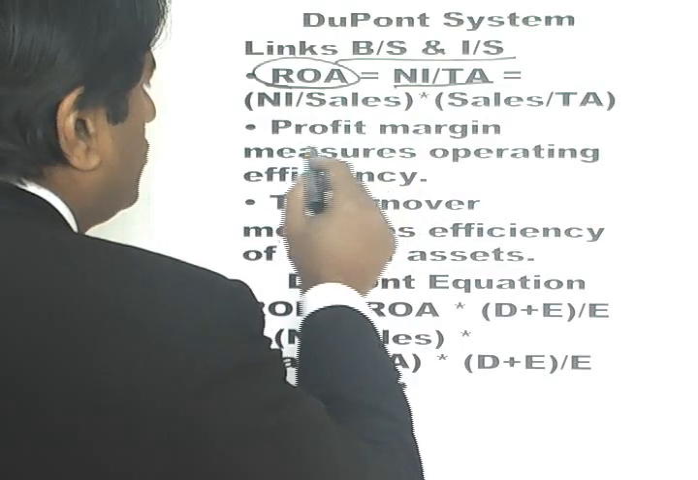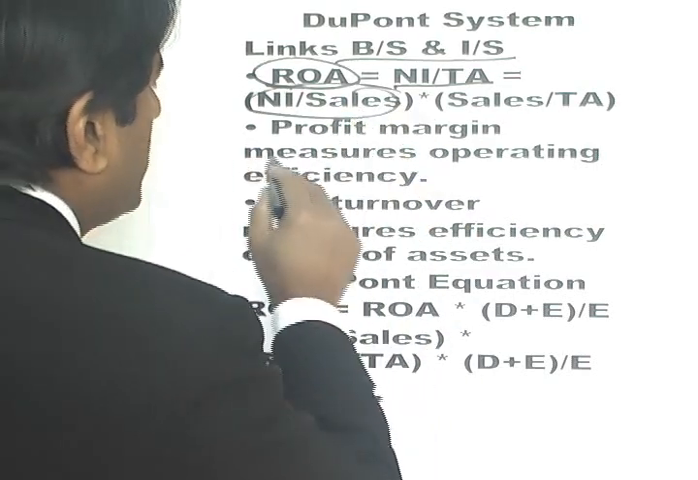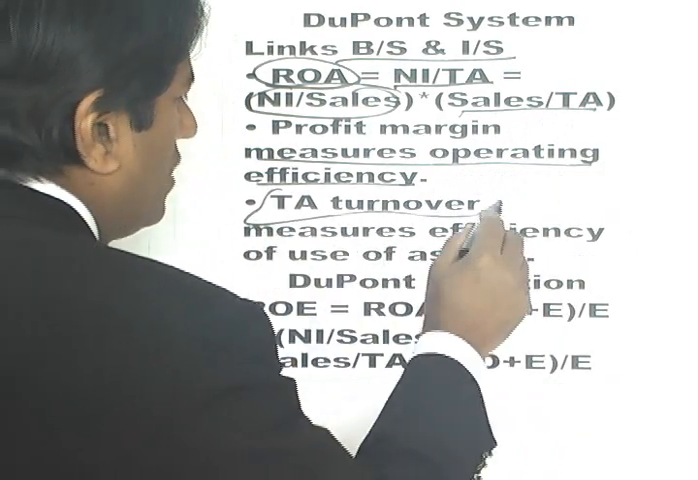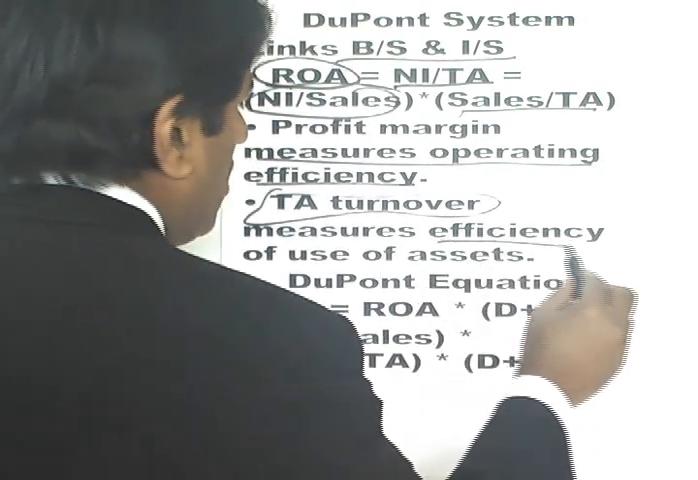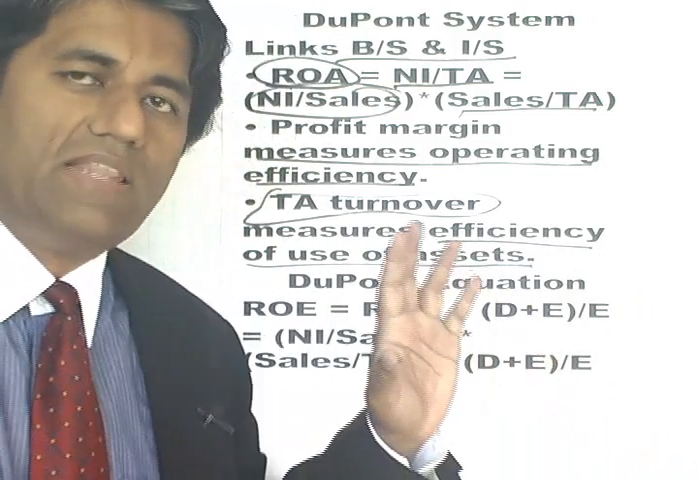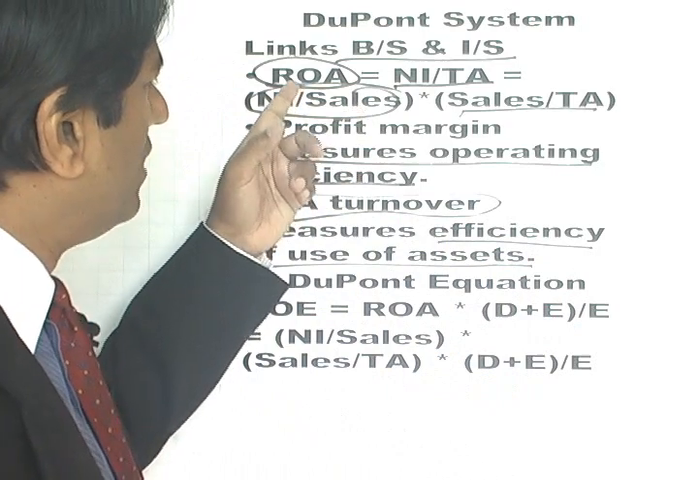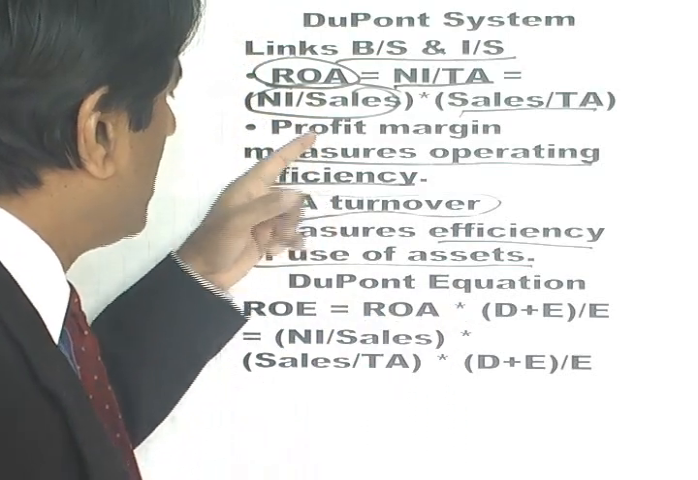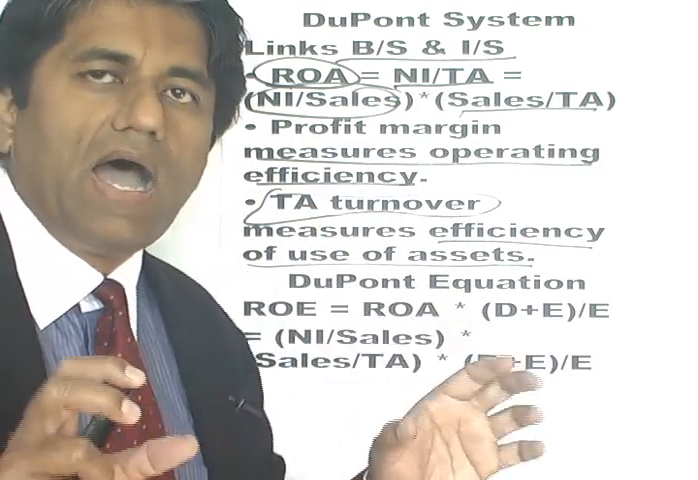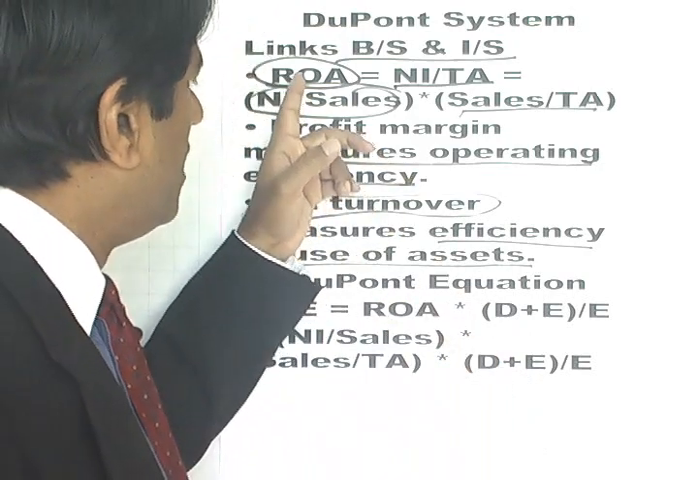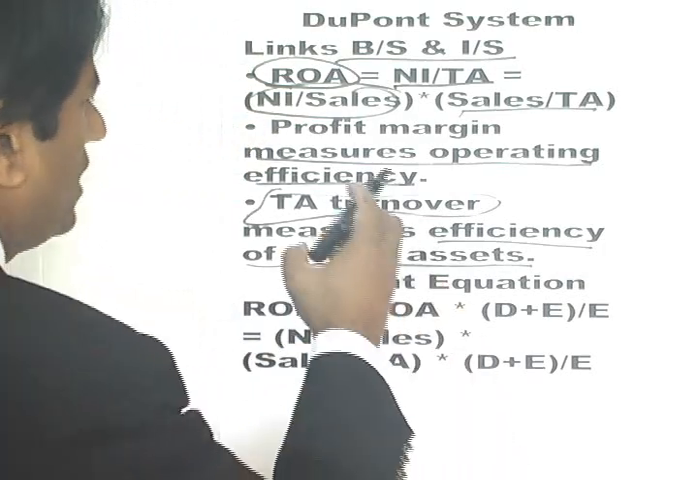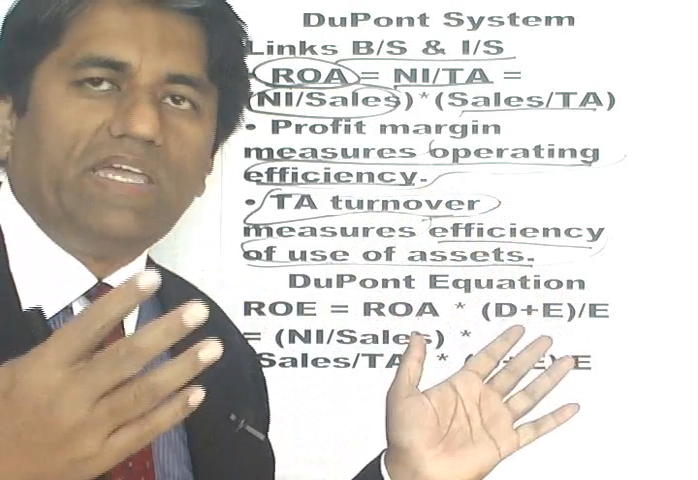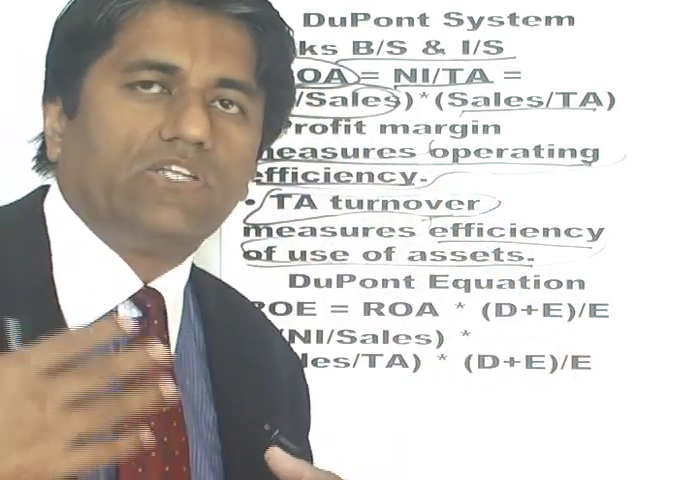Now, net income by sales is also known as profit margin, and it measures operating efficiency. Sales by total assets is also known as total assets turnover, and it measures the efficiency of the use of assets. So at the very first step, we have divided the return on assets into two parts: the profit margin and the total assets turnover. Now you can understand that the return on assets depends on the operating efficiency and the efficiency in the use of assets. And if you improve either one of them, it is going to lead to an increase in the return on assets.